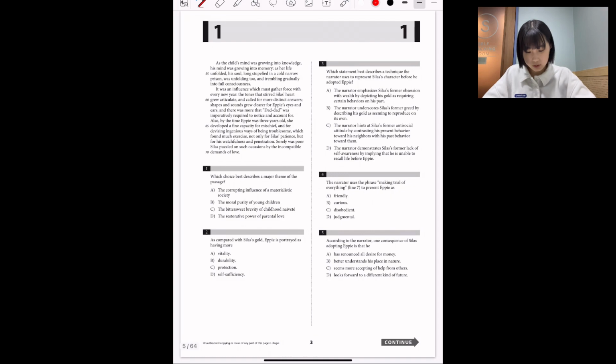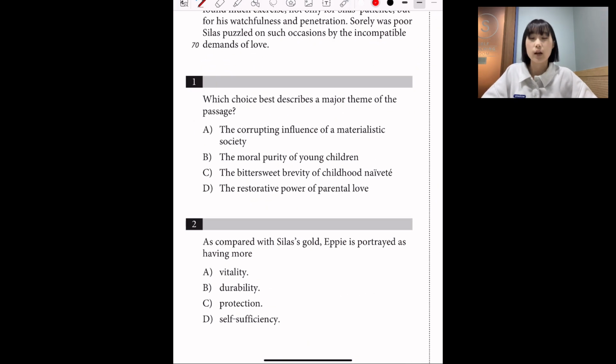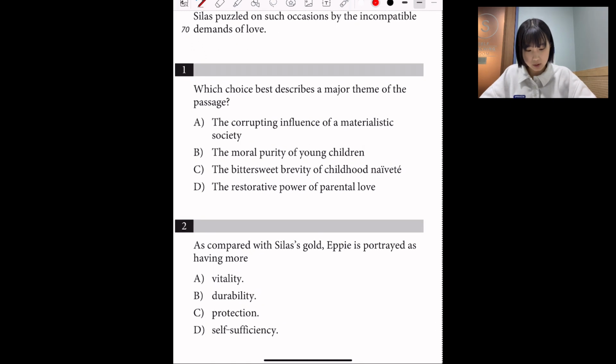And just how I briefly explained the whole passage, I'm thinking that it's not A, because it's not about the influence of a society. It hasn't even mentioned a society. It just mentioned briefly how materialistic this protagonist Silas was before he met Eppie. So I don't think A is the main theme of the passage overall.